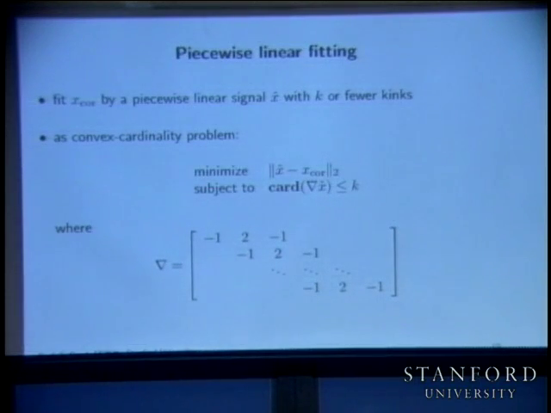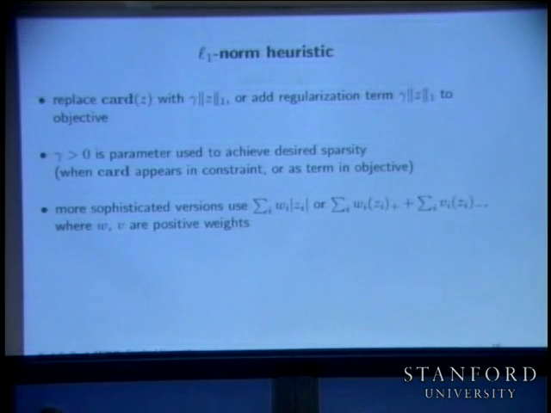So, okay. Finally, we'll get to the L1 norm heuristic. It's embarrassingly simple. The simplest version of it, we'll look at much more sophisticated ones later. But the embarrassing one is this. You simply replace the cardinality with some multiple of the 1 norm. It's that simple. Or you add it to the objective. And then gamma is a parameter that you use to tune things. Now we're also going to see weighted ones like this.